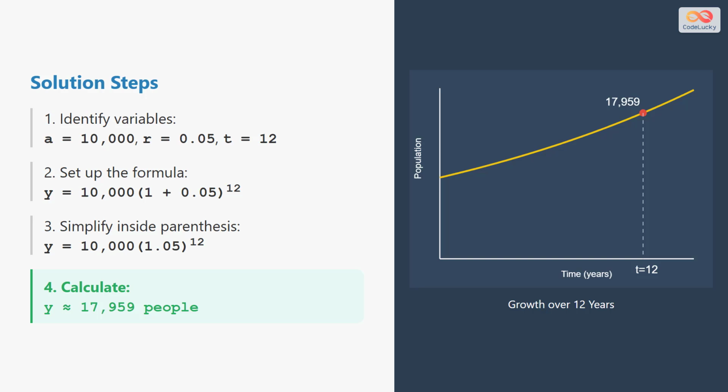First, we identify our variables. Our initial amount is 10,000. Our rate r is 0.05, and our time t is 12. We plug these into our formula. Inside the parentheses, 1 plus 0.05 becomes 1.05. Then, we raise that to the 12th power and multiply by 10,000. This gives us a projected population of about 17,959.